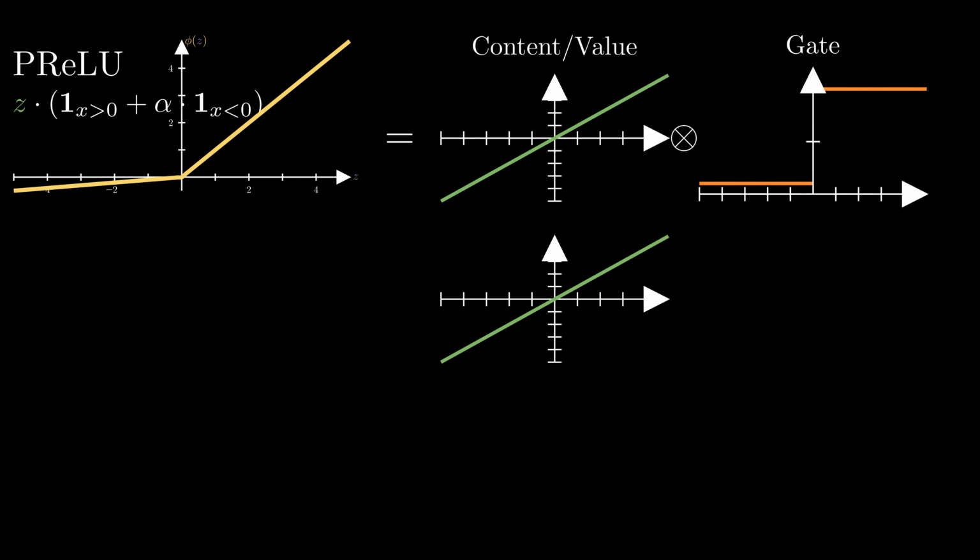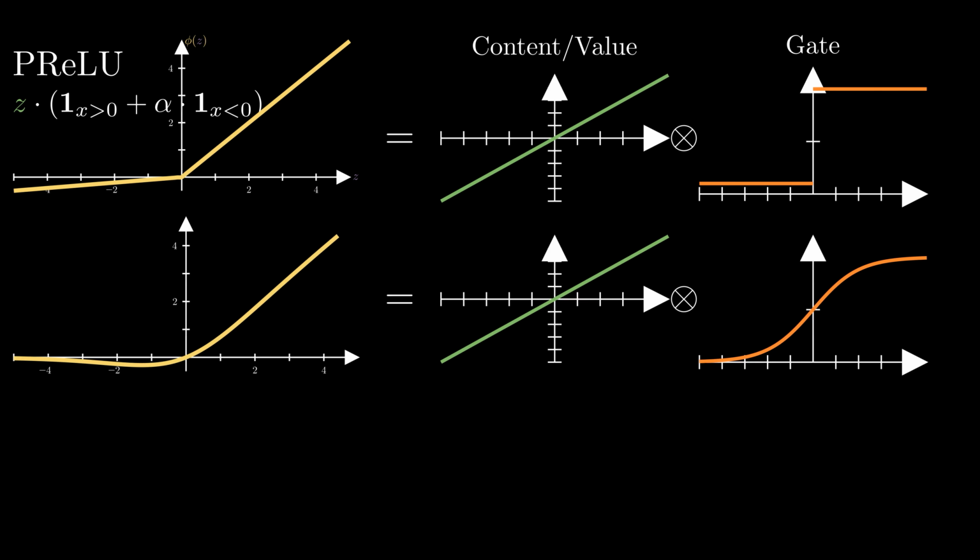To address this discontinuity, we smooth out the gating function so that it transitions continuously from a low value for negative z to a high value for positive z. A natural choice is the Sigmoid function, which smoothly maps any real input to a value between 0 and 1. By multiplying the content and the sigmoid gate, we get the Swish activation function, also known as SiLU, sigmoid linear unit. Swish has two key advantages.